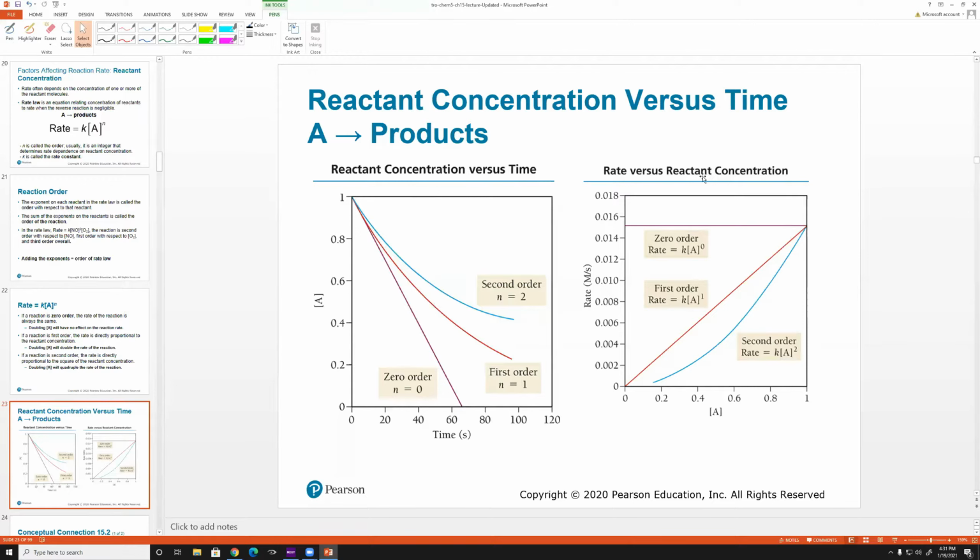And then this is the rate of the reaction versus the reactant concentration. So for zero order, it doesn't matter what the concentration of reactant is, it's flat. If you have an increase in concentration for first and second order, the rate of the reaction would increase, but in different manners. One is exponential and one is linear.